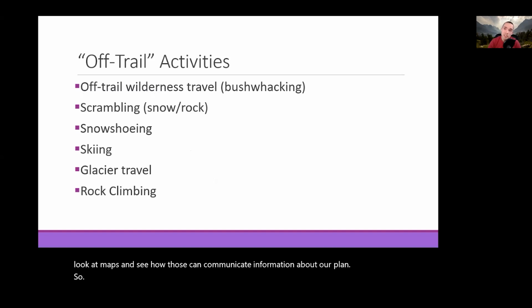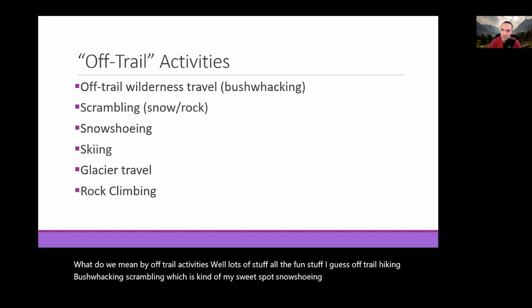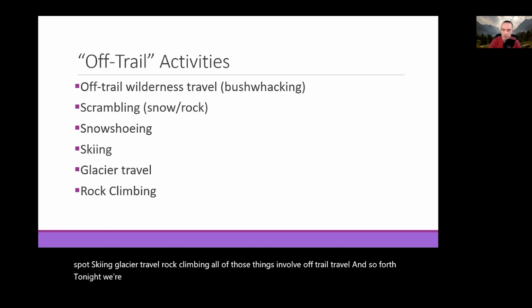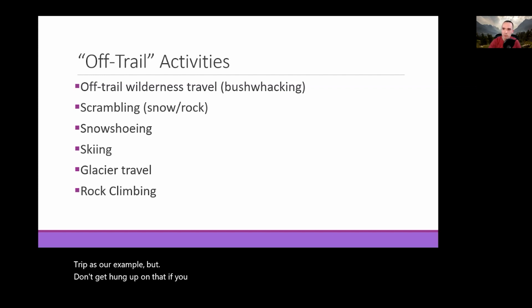So what do we mean by off-trail activities? Well, lots of stuff, all the fun stuff, I guess. Off-trail hiking or bushwhacking, scrambling, which is kind of my sweet spot, snowshoeing, which probably should be my sweet spot since I'm the snowshoeing chair, but scrambling is really my sweet spot. Skiing, glacier travel, rock climbing, all of those things involve off-trail travel. For tonight, we're actually going to use a glacier travel trip as our example, but don't get hung up on that if you don't do glacier climbs, because the same techniques would apply to any kind of off-trail stuff.